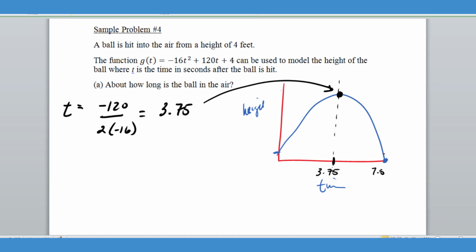So if I double that, 3.75 times 2 would be roughly 7.5 seconds. Now, at this point, that's about the best that we can do. And notice that the problem says about how long. Later on, we will definitely be able to solve for a little bit more specific value for the exact time. But right now, 7.5 seconds is a good estimate.